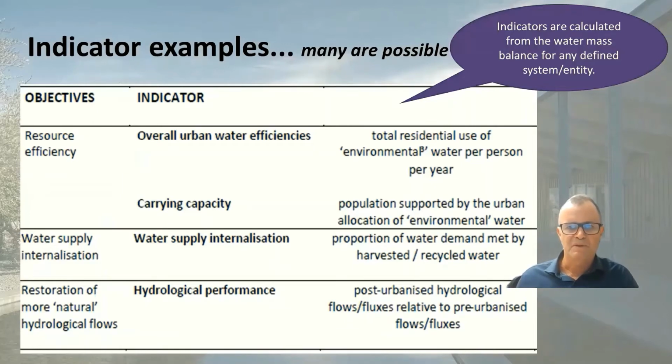Because it's using a mass balance, all performance indicators interrelate. So many are possible. Some of the core indicators that we'll describe include those around resource efficiency. We can look at the overall water efficiency, looking at total residential use of environmental water per person, or internally sourced water, to get a measure of water supply internalisation. It also lets us look at hydrological performance, which is the ratio between the post-urbanised hydrological flows or fluxes relative to the pre-urbanised flows. Indicators are calculated from that water mass balance for any three-dimensional defined system or entity.